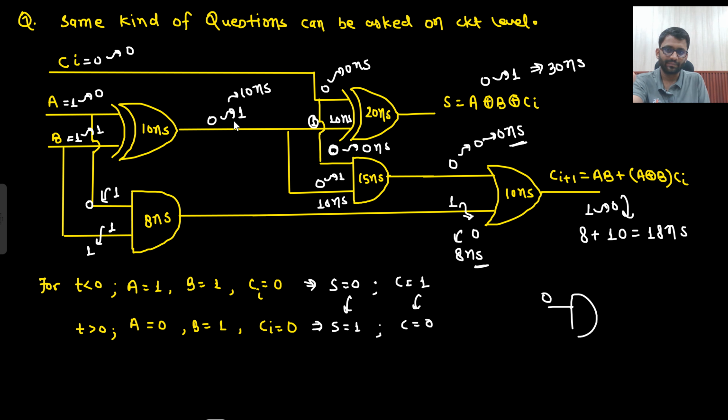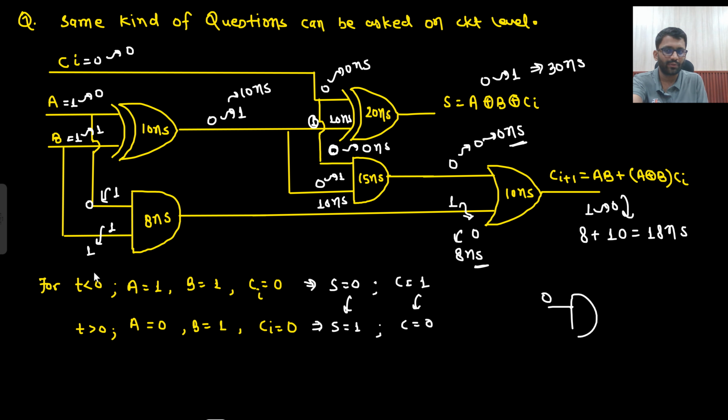Now here if you see, this output is changing from 0 to 1 and this is changing from 0 to 0 only, because this is simply Ci only. So this is from 0 to 0 and this changed at 10 nanosecond. But the output of this AND gate did not change. Output of this AND gate is the same as it is, 0 to 0 only. So this was already stable at t equals 0 nanosecond because it did not even change. And what about this guy? So 1 to 0 and 1 to 1.